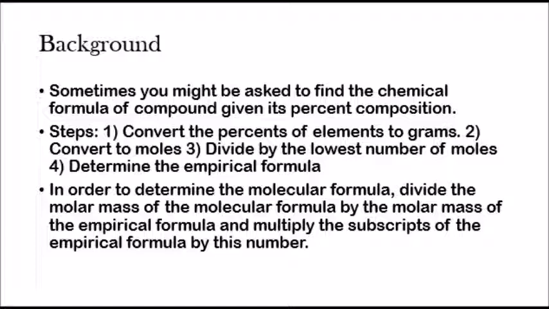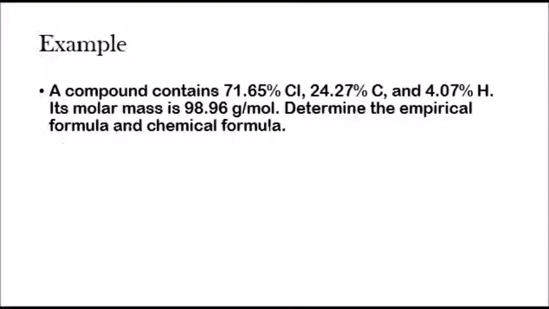The steps to doing this are: we convert the percents of the elements to grams, then we convert all that to moles, we divide by the lowest number of moles, and from there we can determine the empirical formula. These rules probably don't make any sense, so I will refer back to them as we do these problems, and it will make more sense then, okay? Here's a type of question which involves empirical formula and molecular formula.